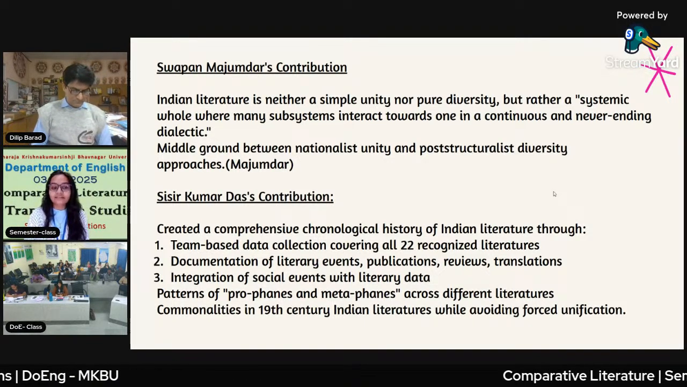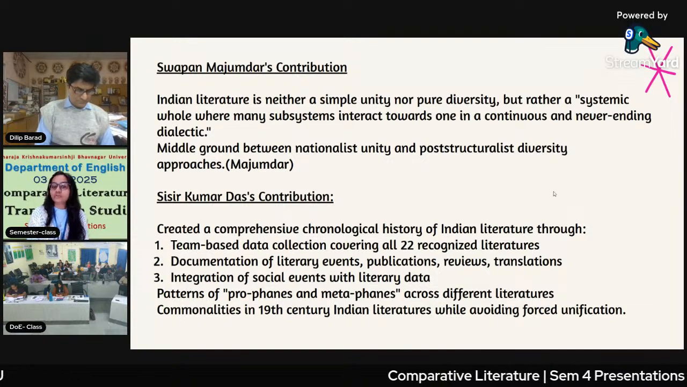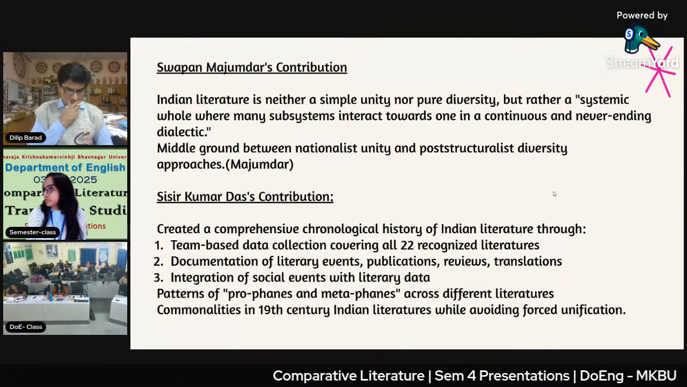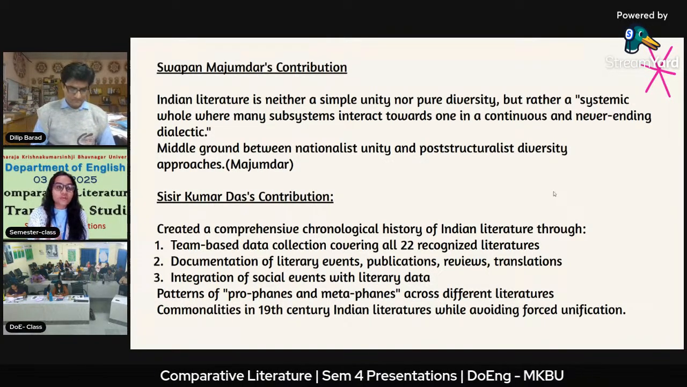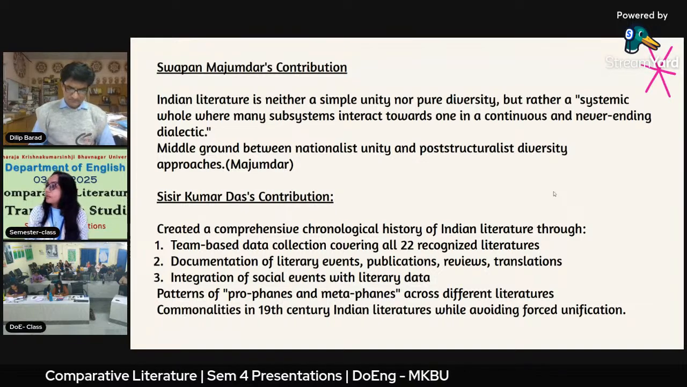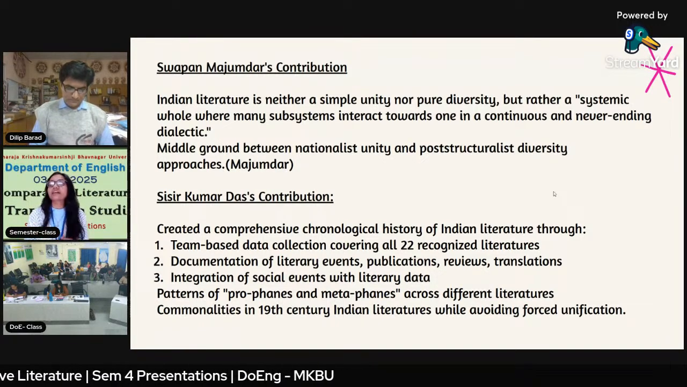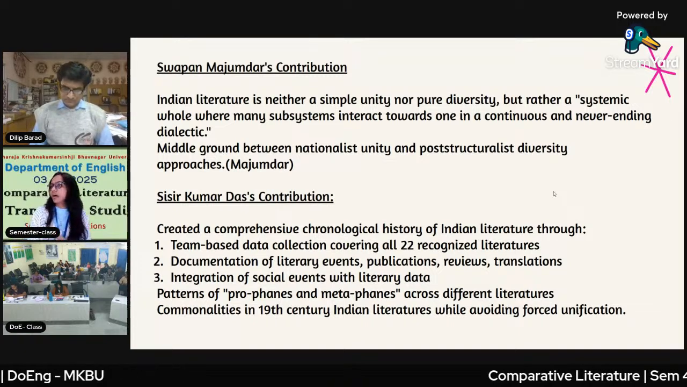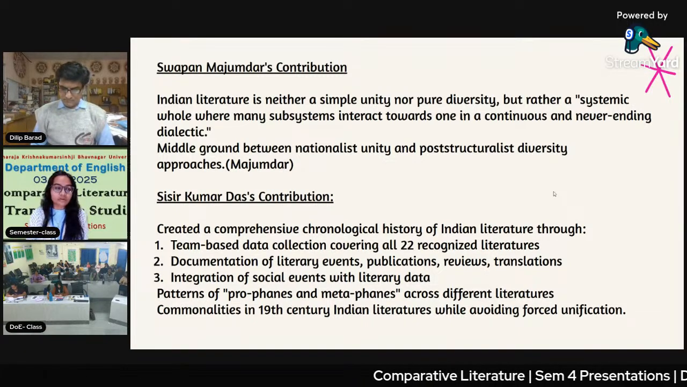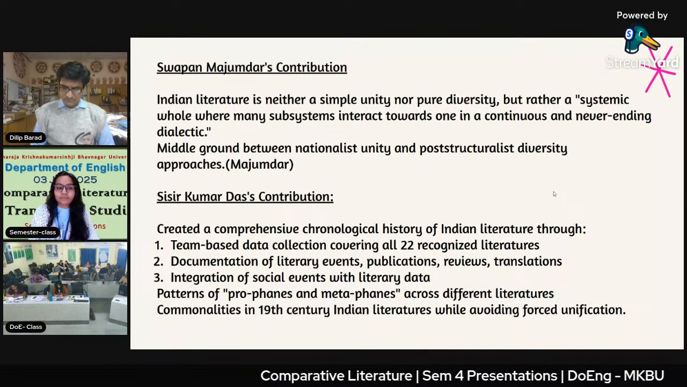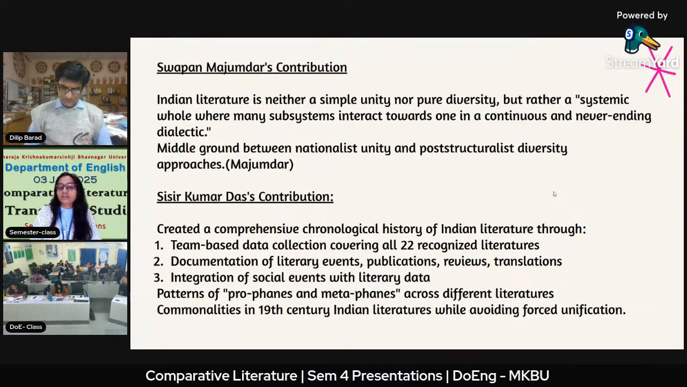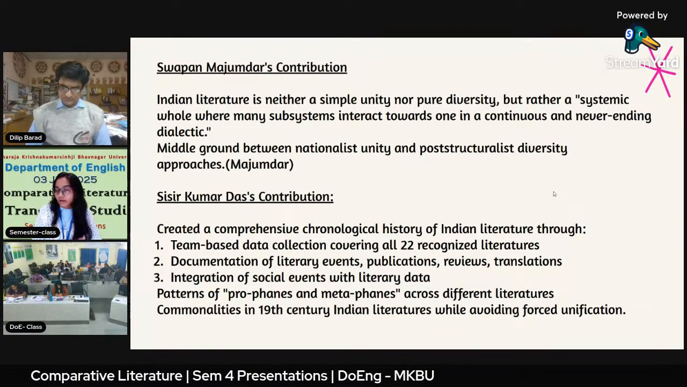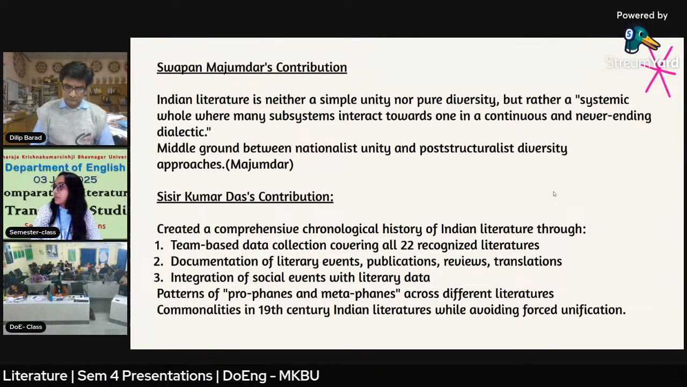Sisir Kumar Das created a comprehensive chronological history of Indian literature. Basically, he is making a framework with which we can understand the importance of Indian comparative literatures. So he used three key arguments. He made a team-based data collection covering all 22 recognized literatures, all the languages from there.